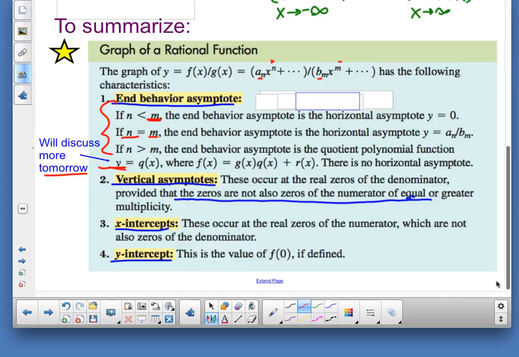Vertical asymptotes occur at the real zeros of the denominator, provided that the zeros are not also zeros of the numerator of equal or greater multiplicity. Remember, if there are zeros in the numerator, it's a removable discontinuity, a hole. X-intercepts occur at the real zeros of the numerator which are not also zeros of the denominator, where y is 0. My y-intercept is where x is 0, and I plug it in. I should be able to find those things on my graph and list them. The hardest thing is just remembering everything.